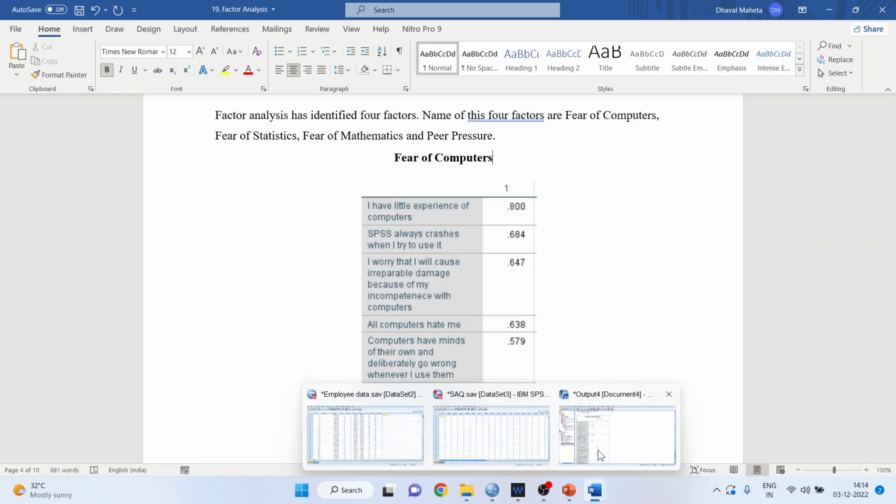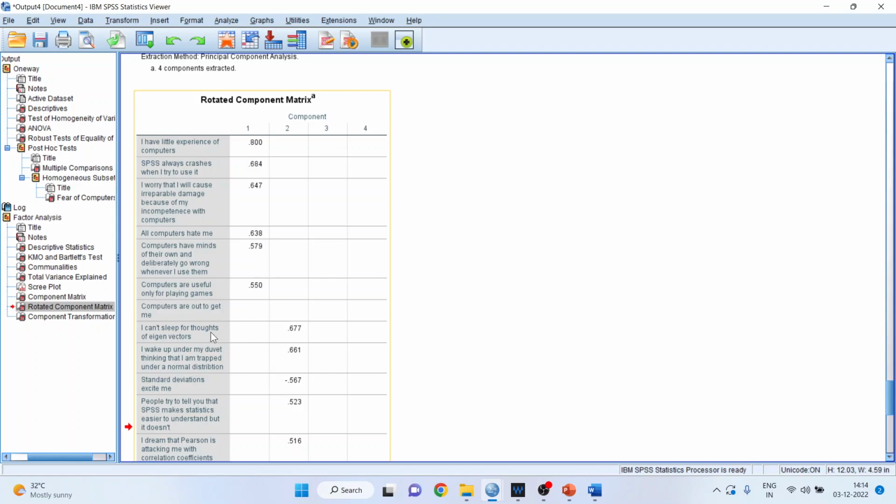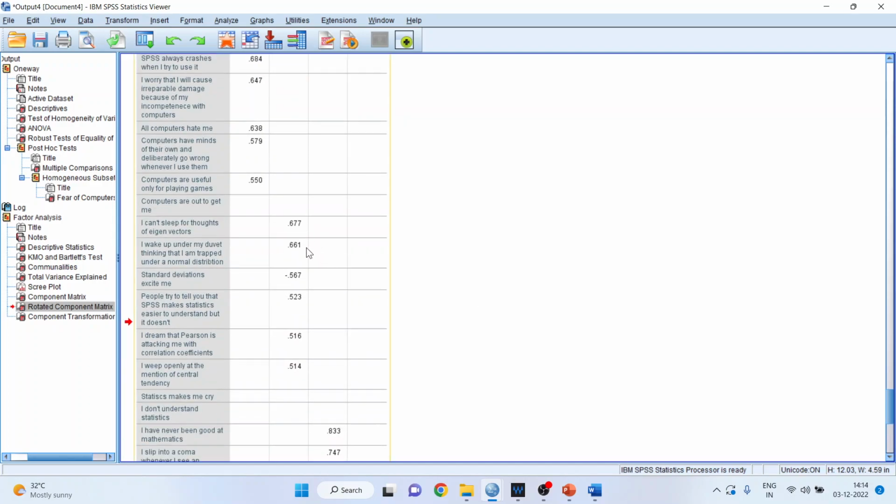So again, what I have done is I have copied this part. How many statements are there? Let us pick up 1, 2, 3, 4, 5, 6. In case you get a negative value, you will have to reverse the scale of this statement.